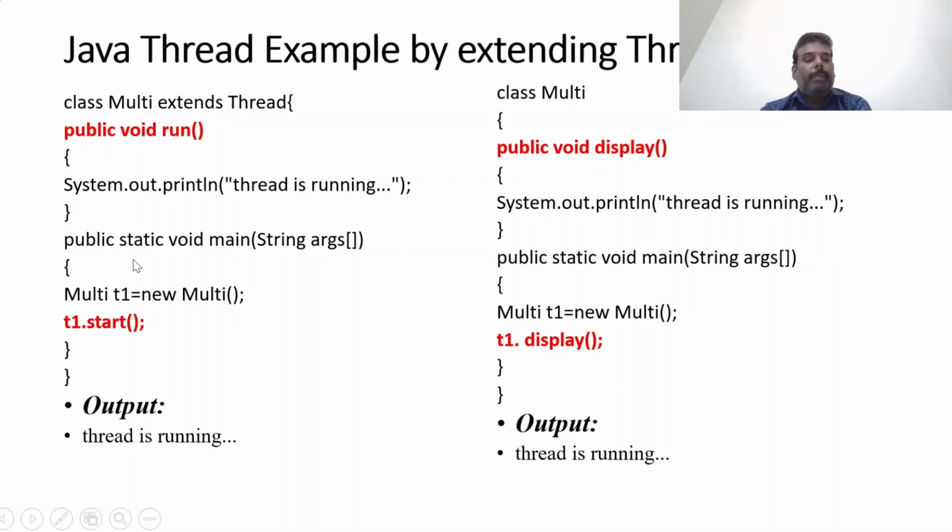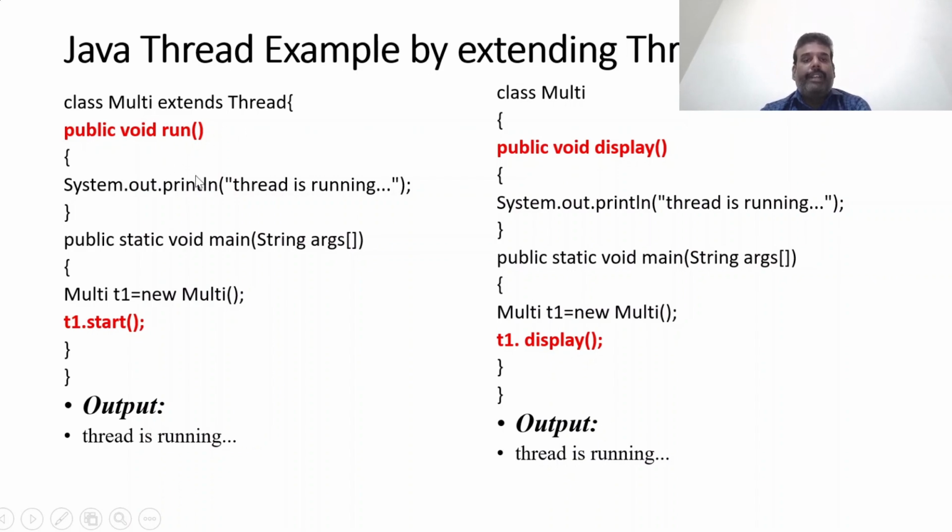So in the main function, I create an object for this class Multi: t1 equal to new Multi. Then I'm starting this method: t1.start(). So output எனக்கு என்ன வருது அப்படின்னா "thread is running". This is one. Second, this is without thread. Thread இல்லாம இருக்கிற class Multi, having one method as public void display, "thread is running", and in the main function I'm creating object Multi t1 equal to new Multi. I'm calling this method, t1.display(). So the output is "thread is running".